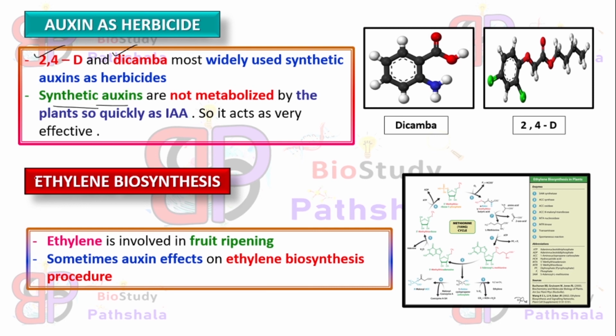And the last one is ethylene biosynthesis. We have already known that the stress related genes which are auxin induced, that is ACC synthase, may be induced by auxin at stress time, and auxin may play a role in ethylene biosynthesis by the induction of the ACC synthase gene, and this ethylene is involved in fruit ripening. Although we will learn about the ethylene biosynthesis procedure in our upcoming plant physiology class, so stay tuned.